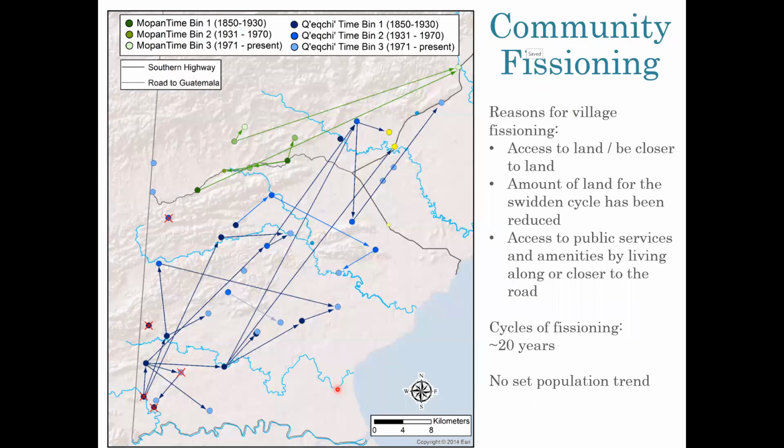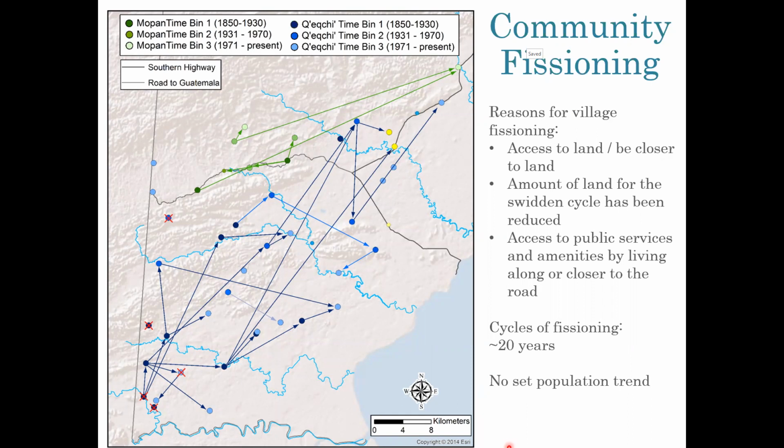narratives. So looking at the community fissioning of these Maya communities through time, where the darker colored green and blue dots indicate the oldest Mopan and Q'eqchi communities, and the lighter colored green and blue dots indicate the newest ones based on those time bins I mentioned, we can see how communities in southern Belize were fissioning off and forming new communities through time. Through the historic narratives, we see that there are a few main reasons for village fissioning. One of them being access to land or to be closer to land. Having to walk more than 2 hours to get to your milpa or to your farm meant that people might start establishing new small communities or kilos closer to the farmlands, and eventually these developed into new communities.